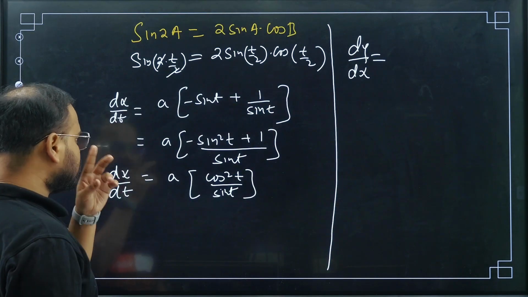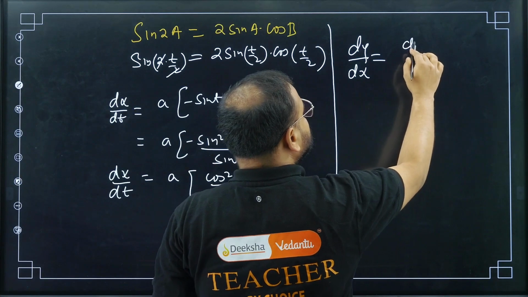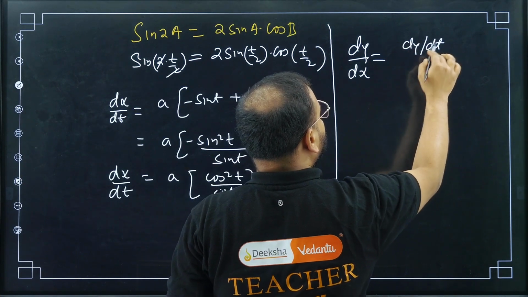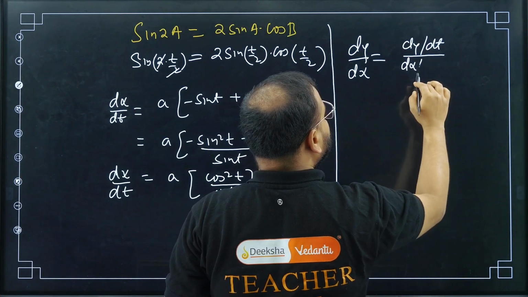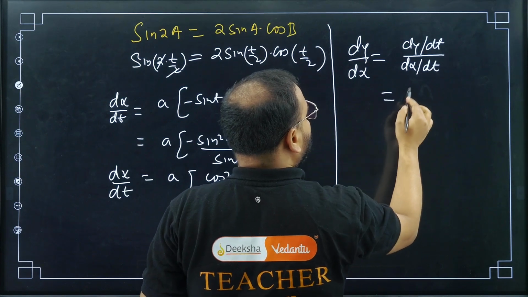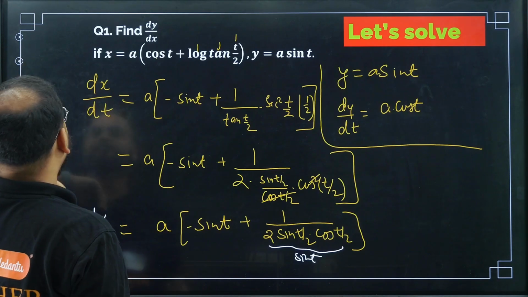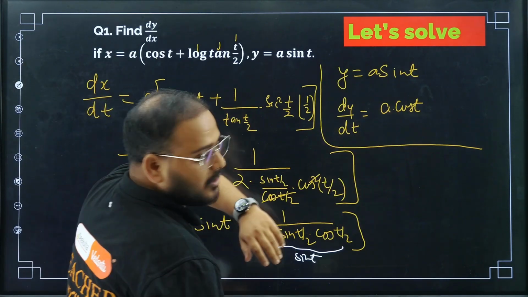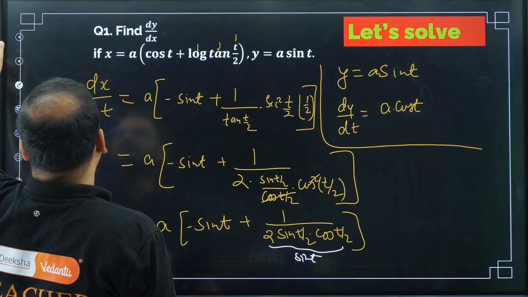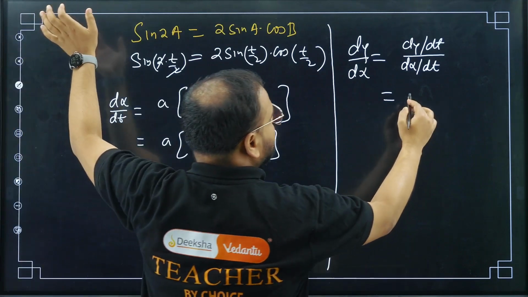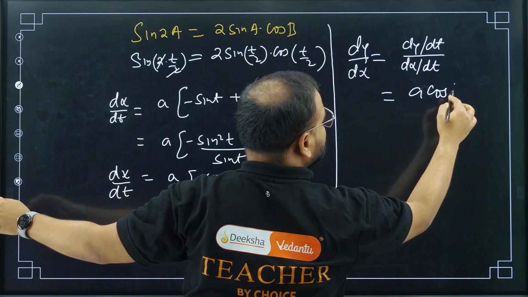What is my dy by dx? Simply this, dy by dt upon dx by dt. What is dy by dt? Please check. Over here, a cos t. So please let's write here, a cos t.